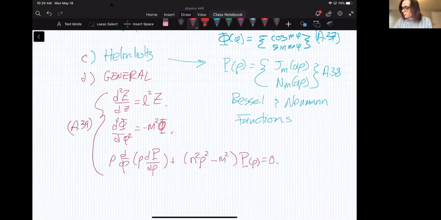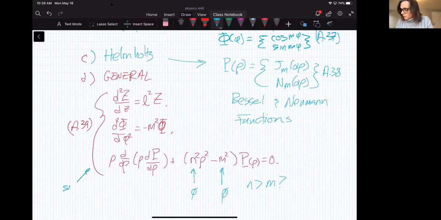And what kind of problem you're dealing with depends on whether this is zero, whether n is greater than m. If you look in your textbook, in fact, early on in chapter 9, they have a table of the different cases for, in particular, that P of rho, depending on what the values of n and m are.